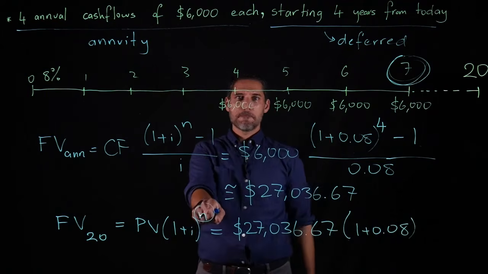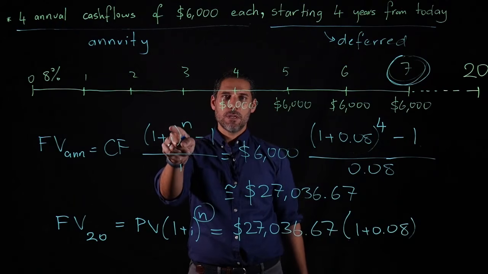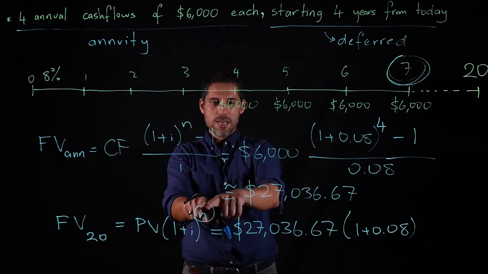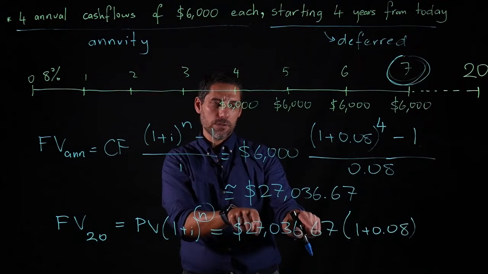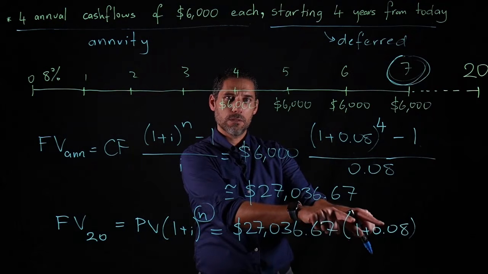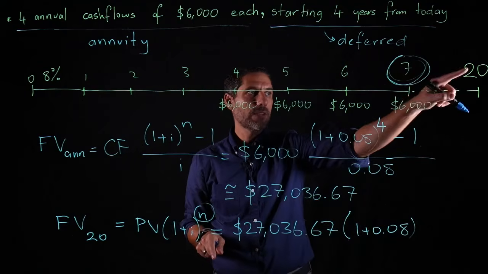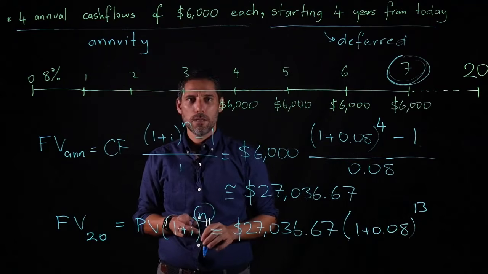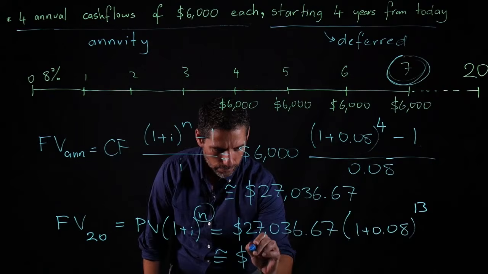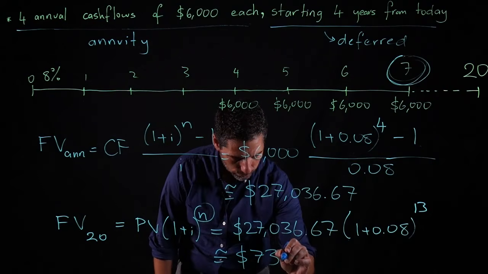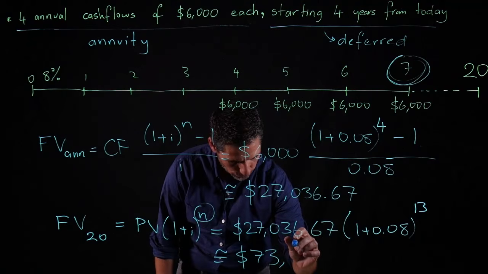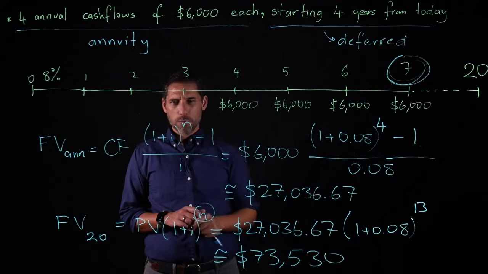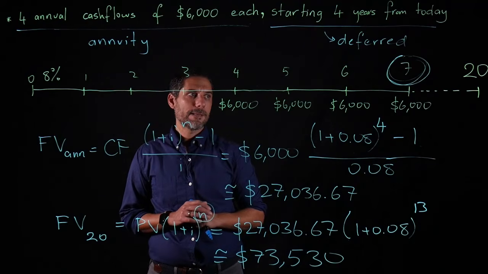Now we've got to be careful about this. What is that n? It's not the same n. We shifted perspective. With the annuity formula, n was the number of 6,000s. And now here, n is for how many years this starting amount will earn 8% return. And that is from 7 to 20, that's 13 years. So 13 years of compound 8% return gives 73,530, rounded to the nearest whole number. So we're going to end up with something like 73,530 by the end of year 20.